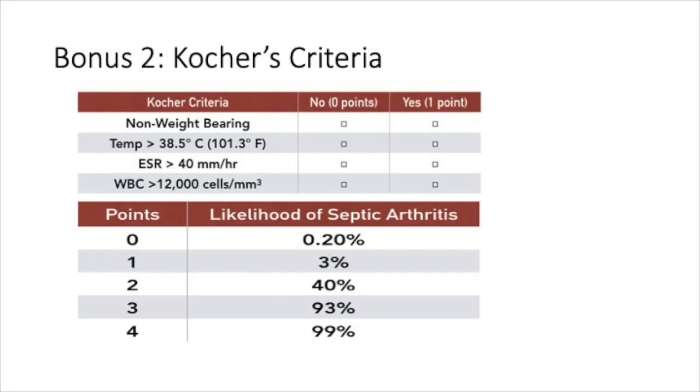So remember, fever greater than 38.5, ESR greater than 40, white cells greater than 12, and unable to weight bear. Two of these is a 40% chance of septic arthritis. One or 0 is less than 3% chance of septic arthritis.